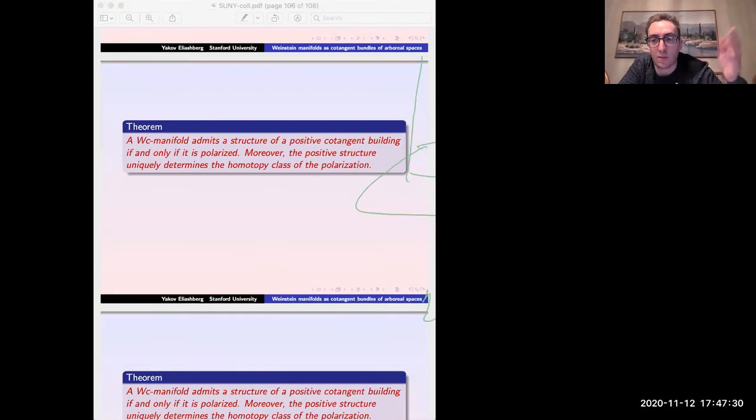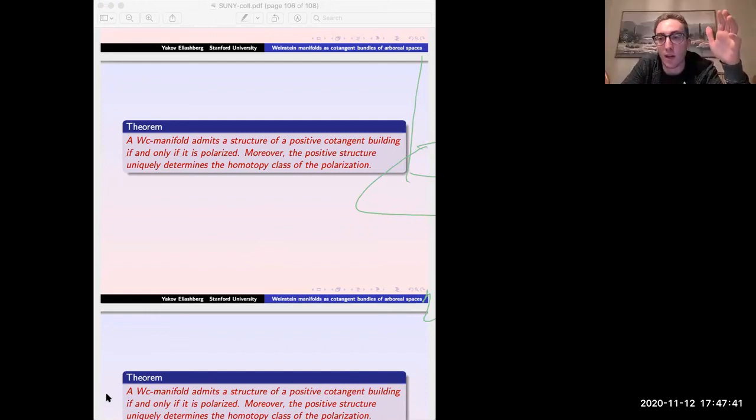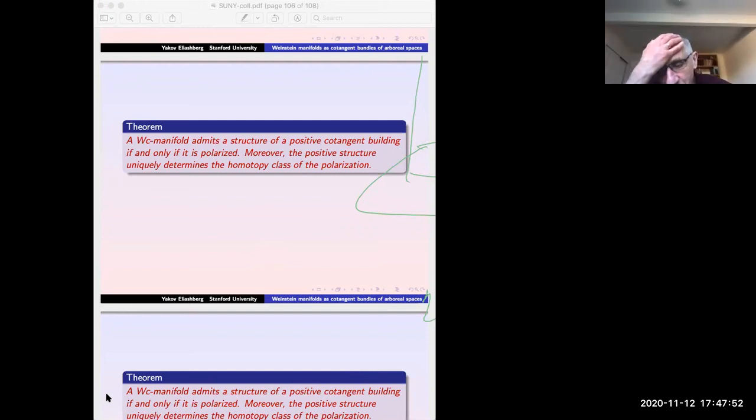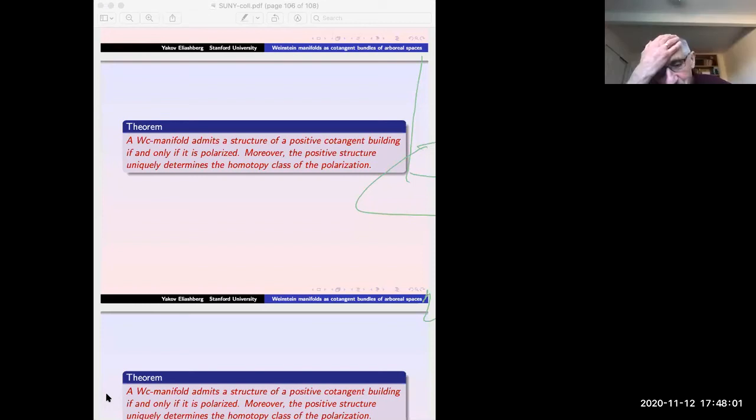If I have an automorphism of some Weinstein manifold, is there some way to read off that data from a skeleton? Say it again. Suppose I have a Weinstein manifold and some automorphism of it. Is there some way to read that off as data attached to the skeleton, some combinatorial description of the automorphism in terms of the skeleton? Right, interesting question. I have no idea.